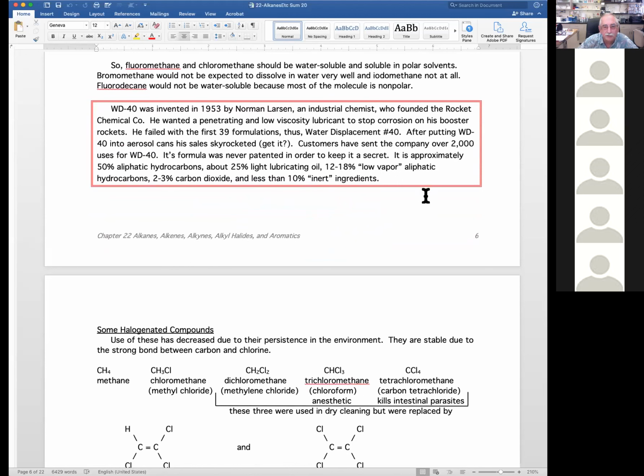So here's some information on WD-40. It's pretty interesting. So this guy, I don't know if he was the guy who they made that movie about. They made a movie about, I don't know what they called it, Rocket Man or something like that. But I don't know if he was the one who came up with the idea about this guy. But yeah, he was just trying to protect his rockets from rusting.